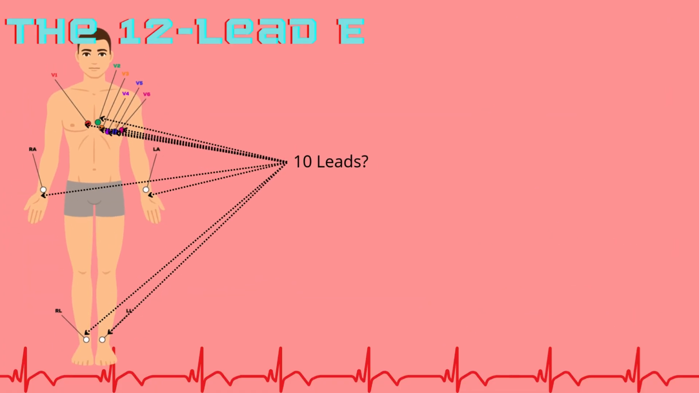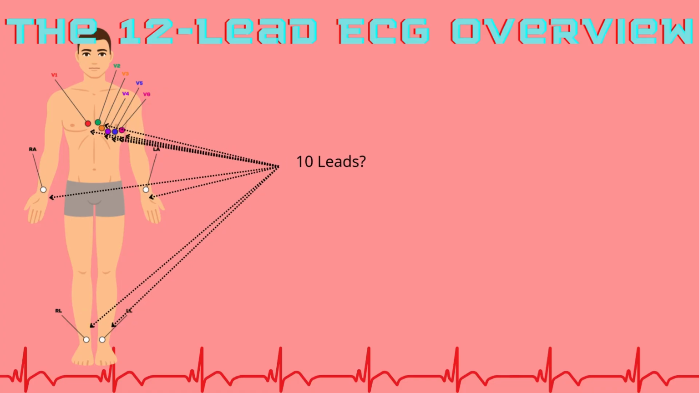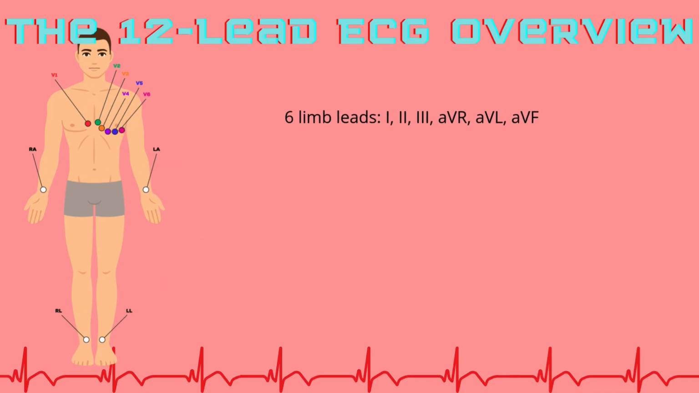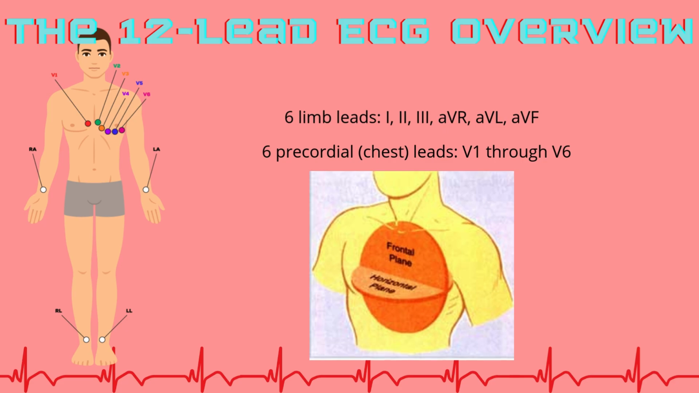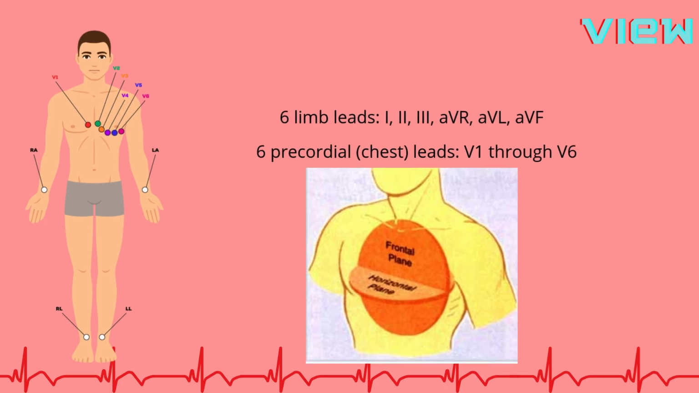Despite its name, a 12-lead ECG uses only 10 electrodes, like I mentioned in the previous video, but it creates 12 electrical views of the heart. These are divided into 6 limb leads, 1, 2, 3, AVR, AVL, AVF, and 6 precordial leads, V1 to V6. Together, these leads provide information about the heart's electrical activity in both the frontal and horizontal planes.